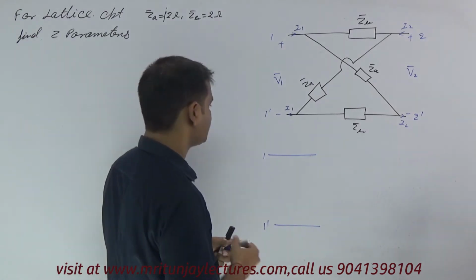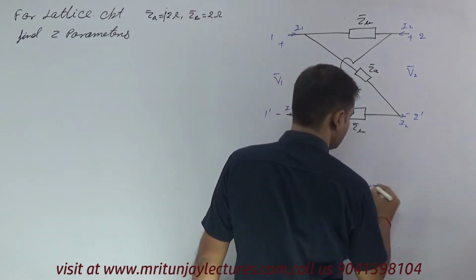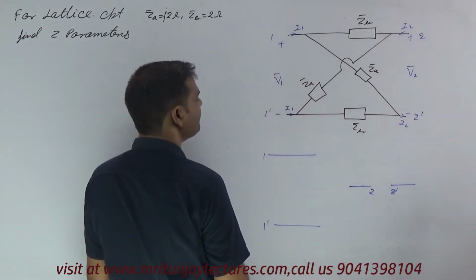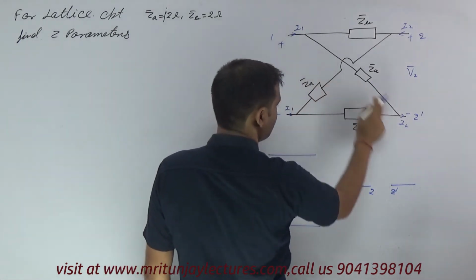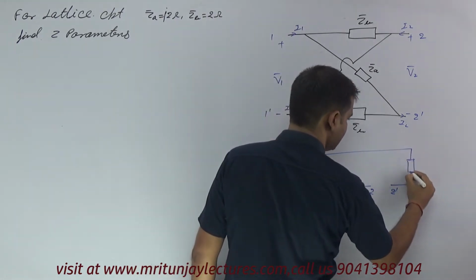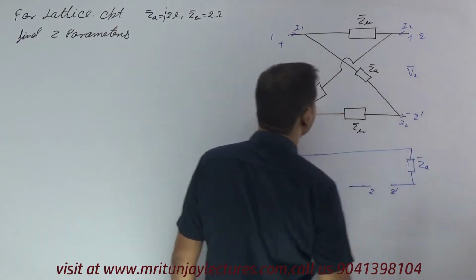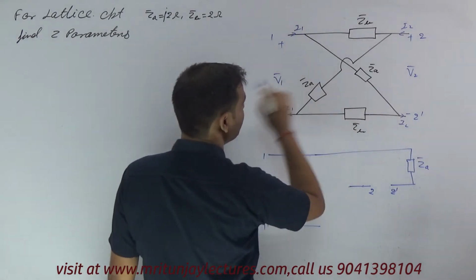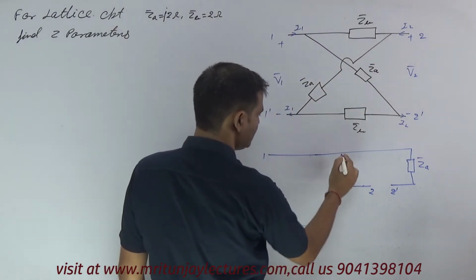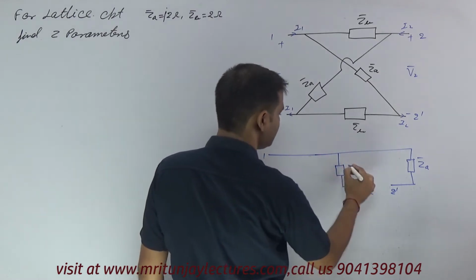Now, that is 2 and 2 dash. Clear? Now, 1 is connected to 2 dash, so make it like this one, that is ZA. Clear? 1 is connected to 2, so it is made like this one. Very simple. That is ZB.